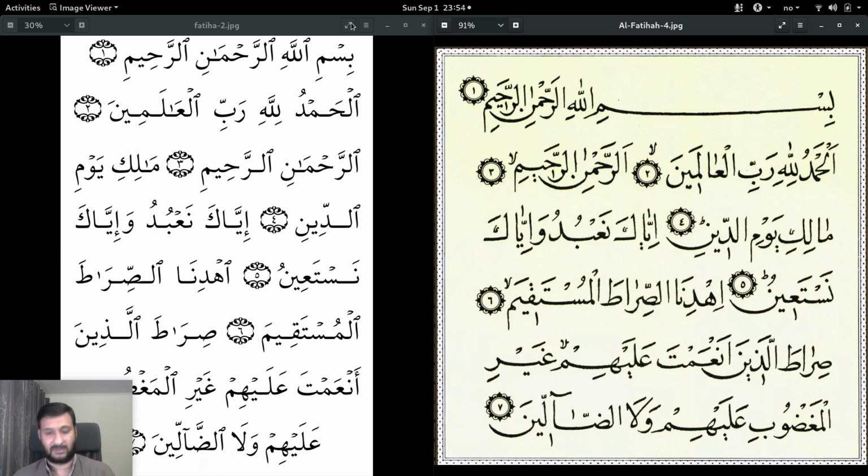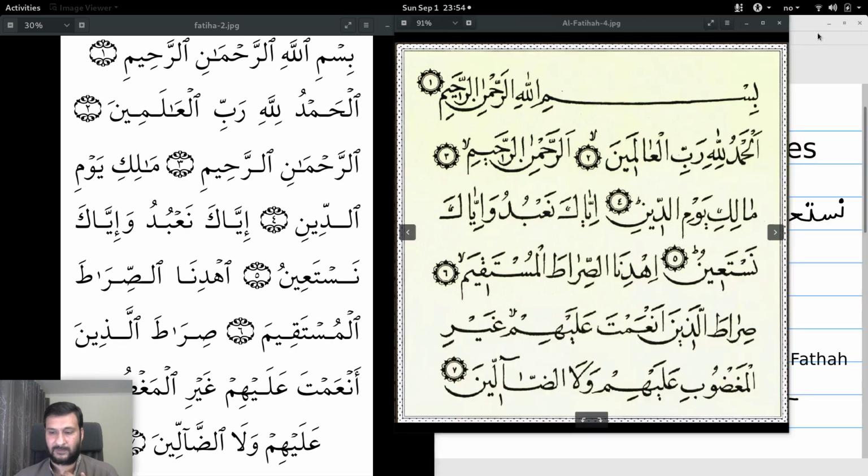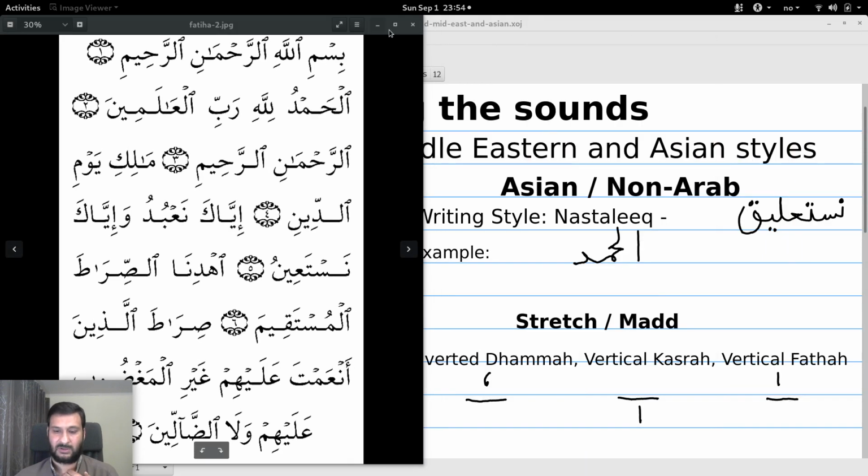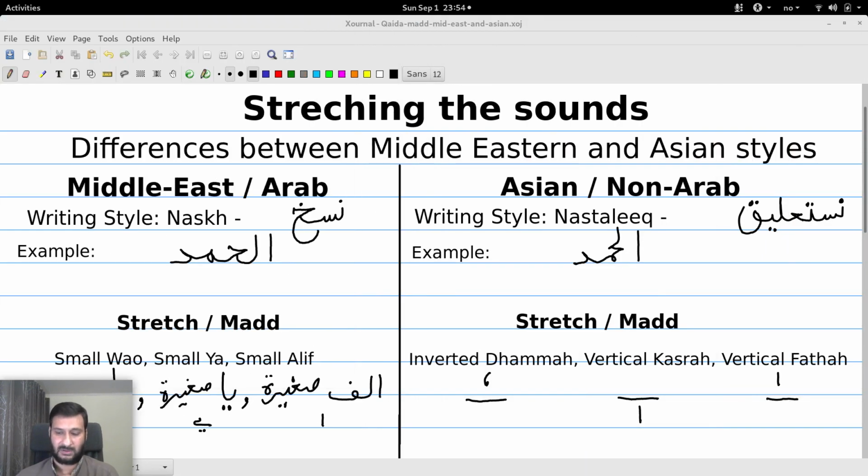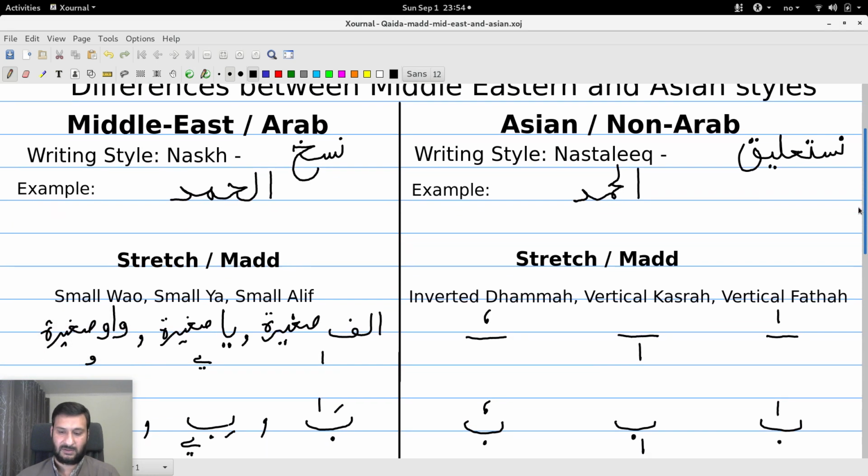So I can read both of them. This is Alhamdulillahi Rabbil Alameen, and this is also Alhamdulillahi Rabbil Alameen. So this is an example of Naskh and Nastaliq, right? Another difference is in the Middle Eastern and Asian style.